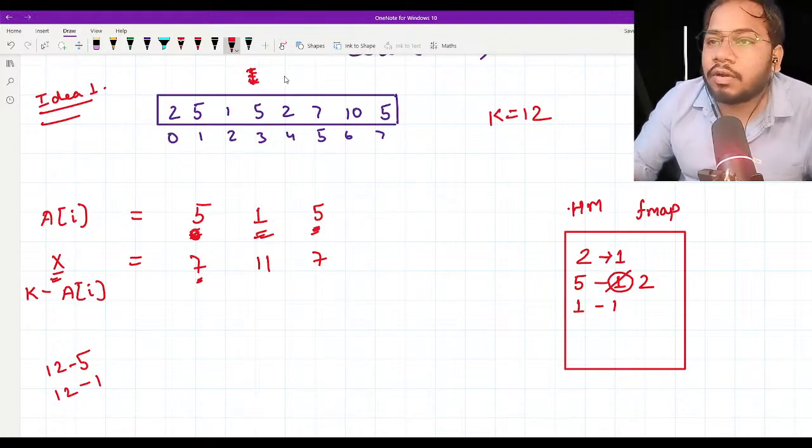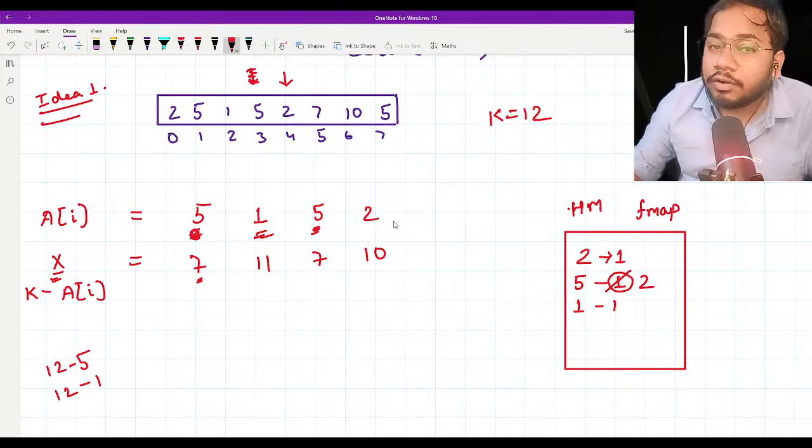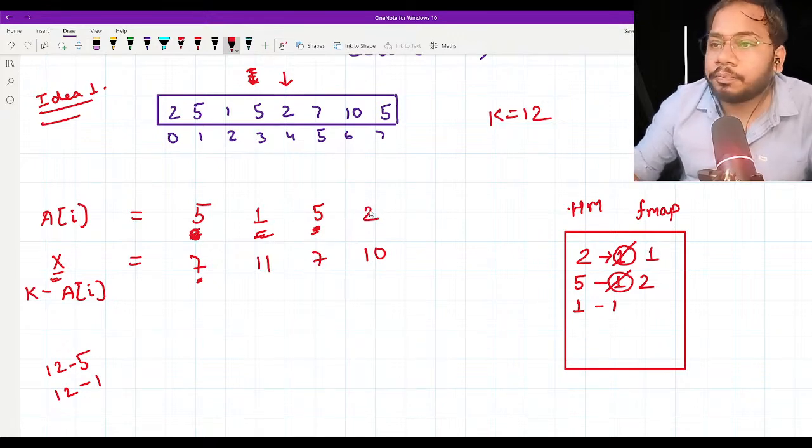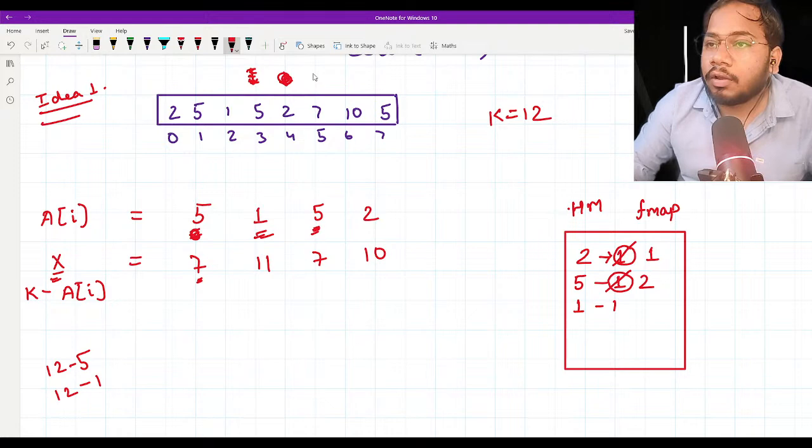Now a of I is 2. So x is 10. Is 10 present? No, 10 is not present. So check, is 2 present in the hash map? Yes, it is present. If it is present, then increase the frequency of that 2. Done. Okay, go ahead.